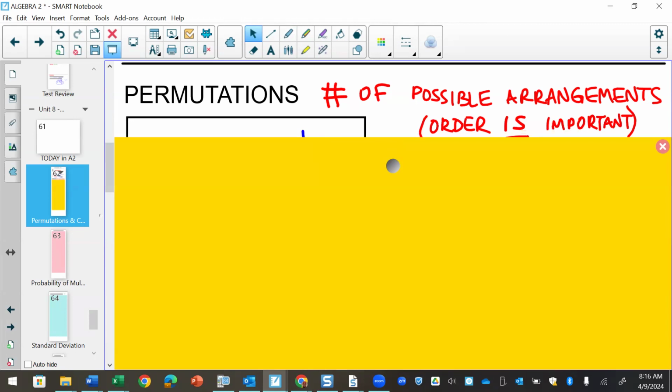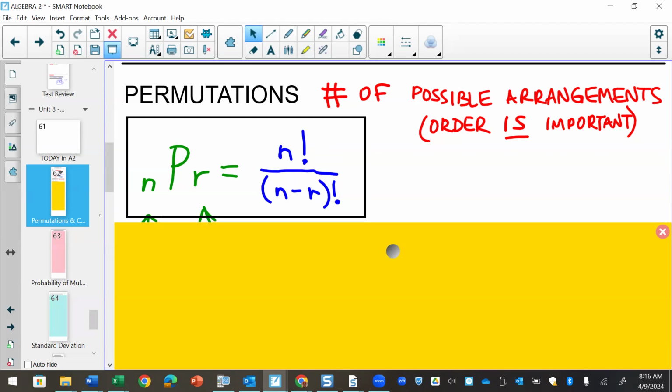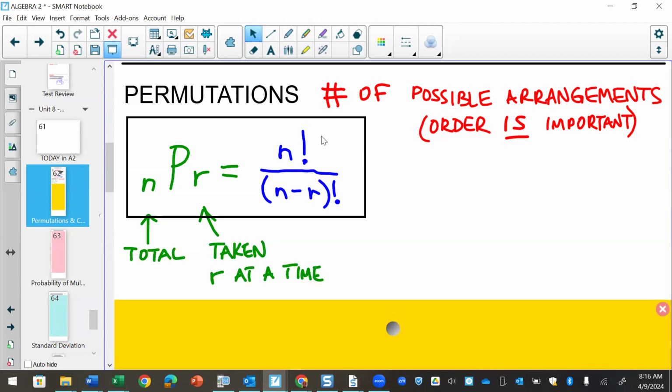Now, I'll give you the formula, just so you've seen it. This is nPr, capital P for permutations. And you will be taking from a pot that includes n items in it. And r is how many you're gonna take. We'll do one without the calculator, do it in the calculator, get the same answer, and then we'll actually do some practice problems with some facts attached to it. All right.